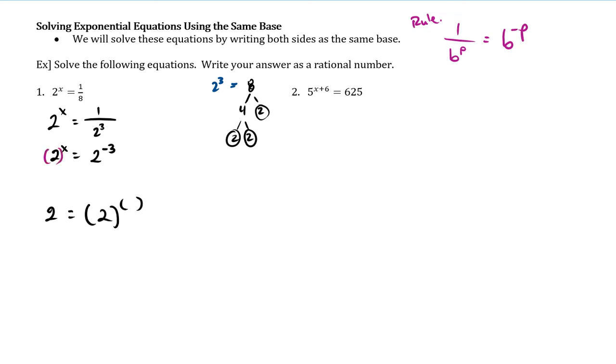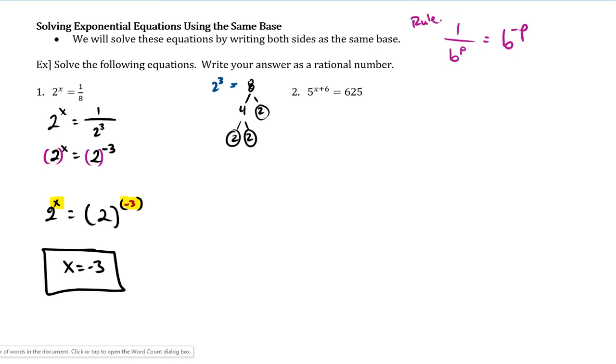And then that way we do see it. So we've got that 2 and that 2 are the same. Oops, on my rewrite, I forgot x. There we go. So those 2 are the same, and that means this negative 3 must equal x. So that's our answer. So x is negative 3.